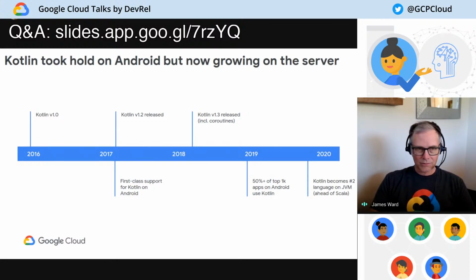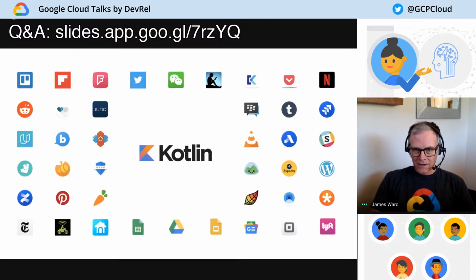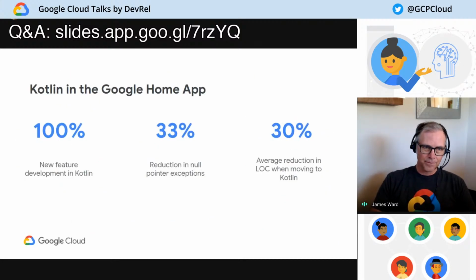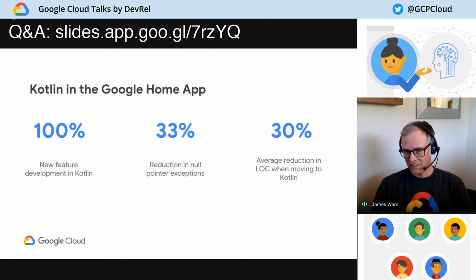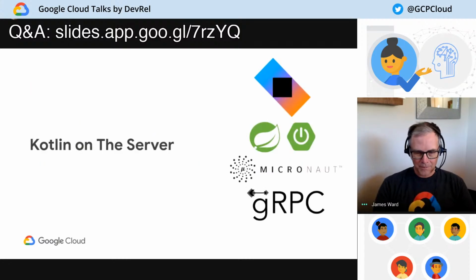Kotlin now is the number two language on the JVM, which is pretty exciting. Kotlin's got a huge community of adoption, mostly on the Android side today, but significantly increasing on the server side as well. The Google Home app was rebuilt in Kotlin and immediately saw huge benefits in how quickly they could move, reduction of null pointer exceptions, and less code. We're using Kotlin at Google to build stuff, and we're also a core contributor to Kotlin.